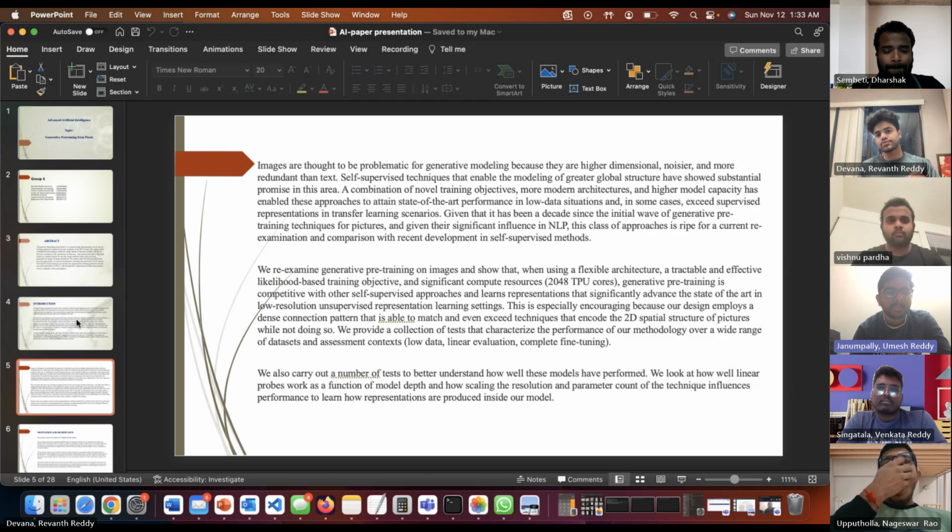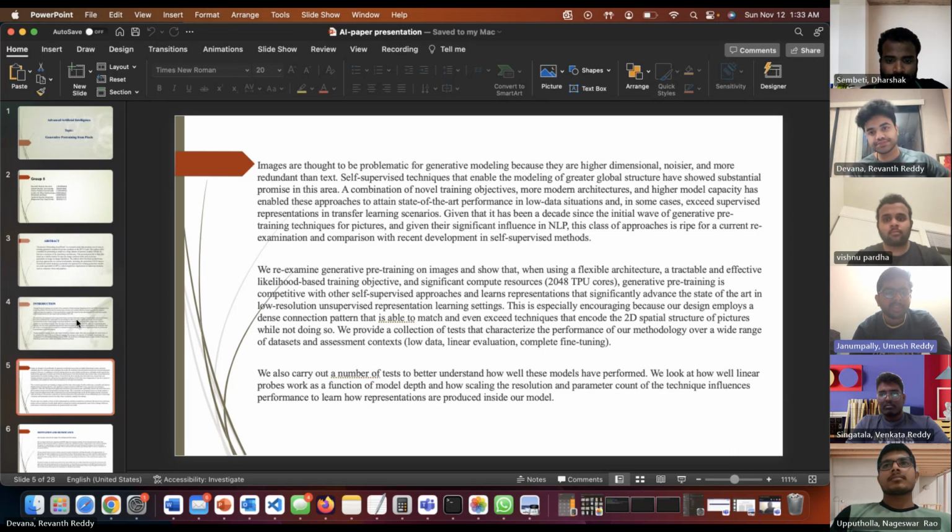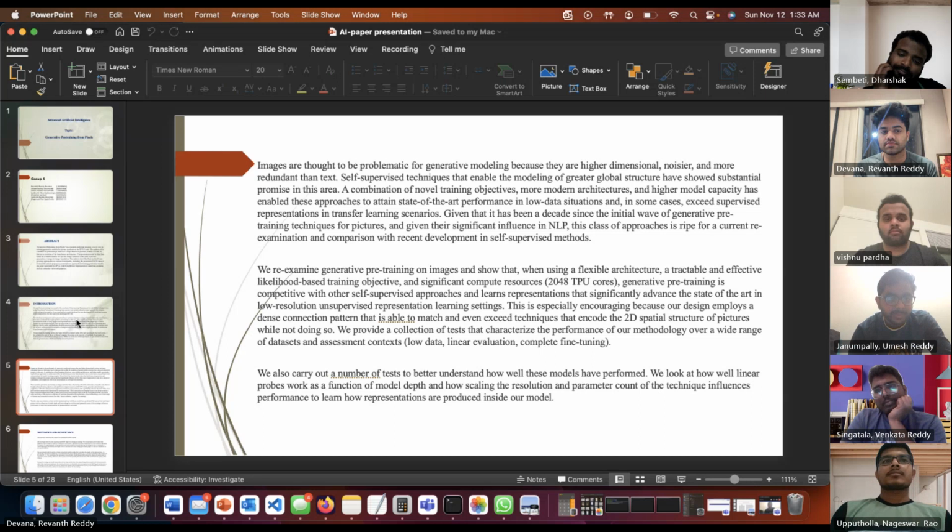We provide a collection of tests that characterize the performance of our methodology over a wide range of datasets. We also carry out a number of tests to better understand how well these models have performed. We look at how well linear probes work as a function of model depth, and how scaling the resolution and parameter count of a technique influences results. Moving on to the next slide.